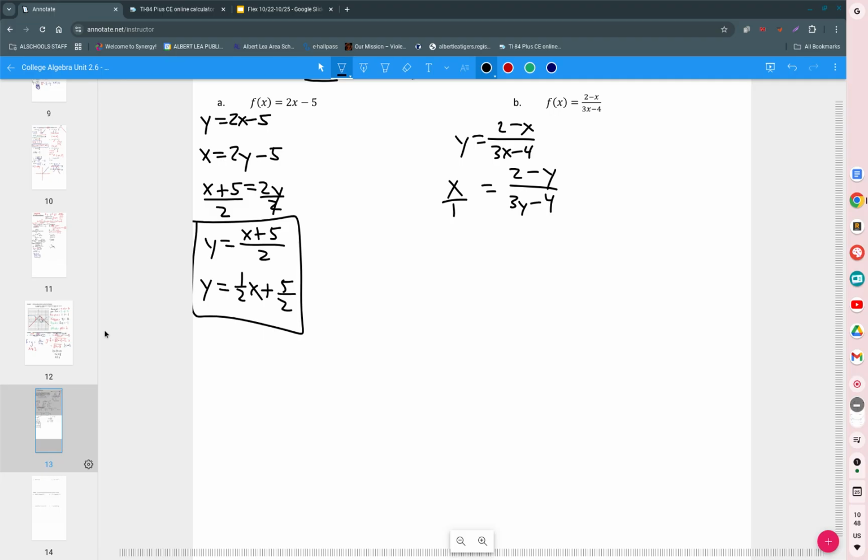X times 3y is 3xy. X times -4 is -4x. That's equal to 1 times 2 is 2, and 1 times -y is -y.